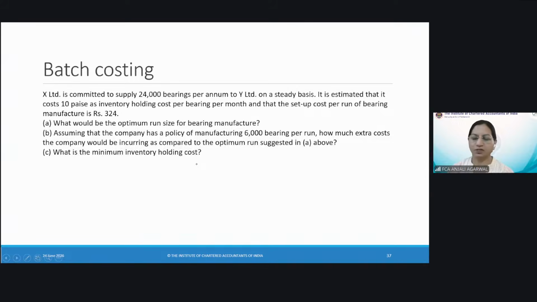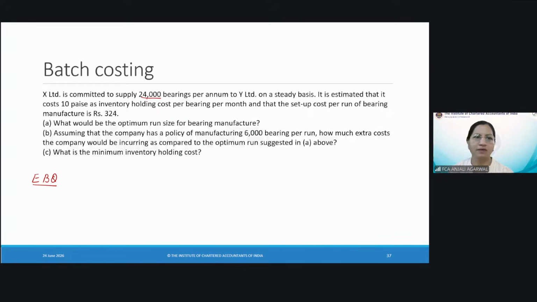Next, we have batch costing. Batch costing, if you remember materials where we have done EOQ, is similar to the same concept, but here we follow economic batch quantity, EBQ. So if I take the same question, rather than buying 24,000 bearings, if I have to produce 24,000 bearings and I have to put them in a production process where the bearings are processed in batches, what should be the batch size? That is what I'll calculate in batch costing, economic batch costing.